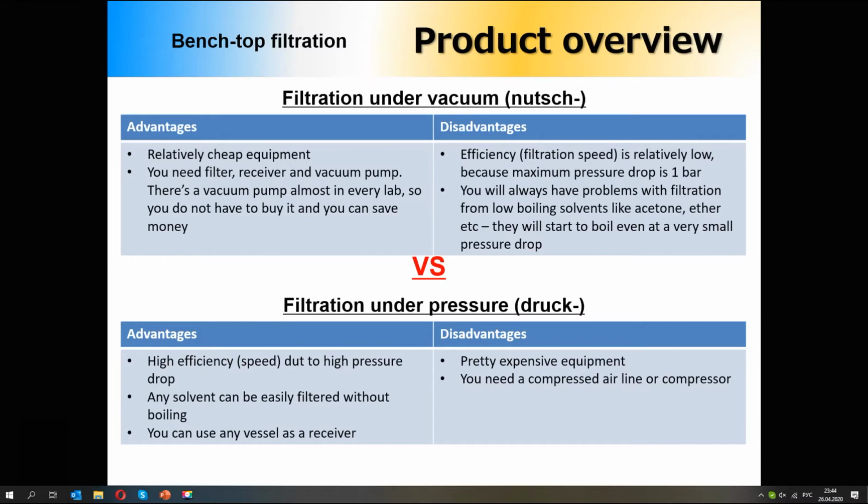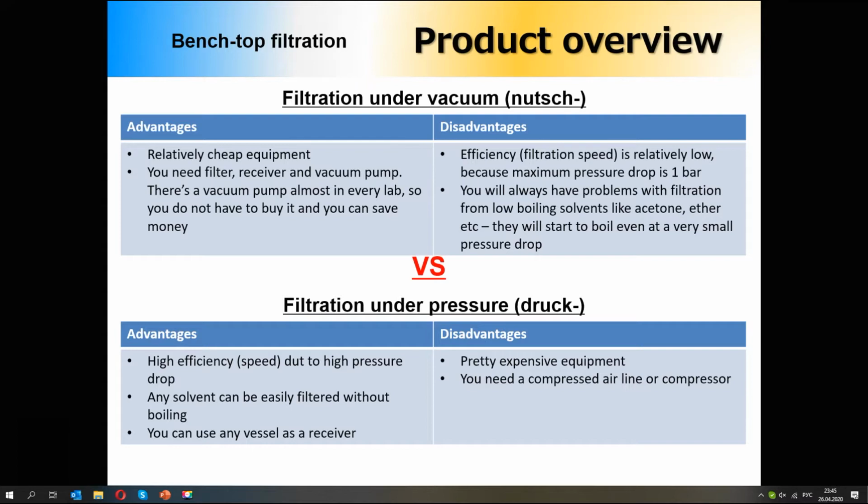So, as I told you, the maximum pressure drop is 1 bar, because theoretically you can create the maximum vacuum, which is 0, but of course you will never reach it. In a standard lab the relatively standard vacuum that you can get is something like 10 millibars. It makes no sense to go deeper, because the additional pressure drop will not really influence the filtration speed.